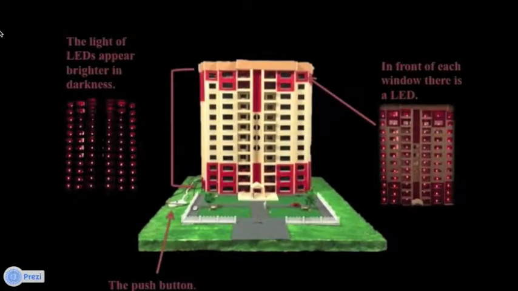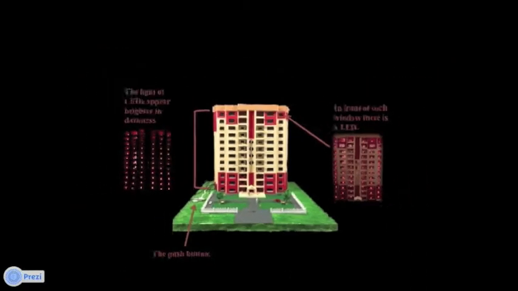This is the model. In front of each window there is a LED. The light of LEDs appear brighter in darkness, and there is a push button in which anyone can change the patterns of this model with that button.